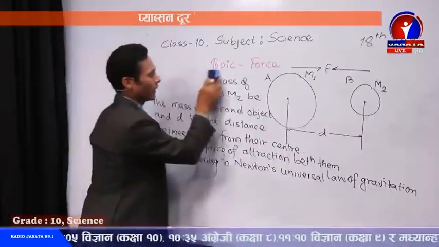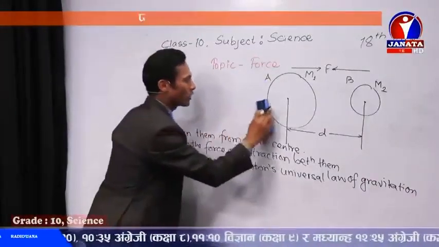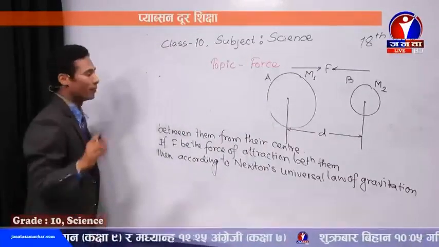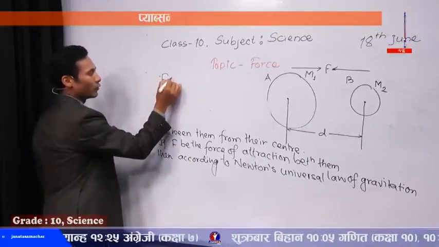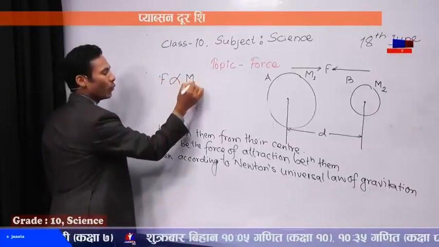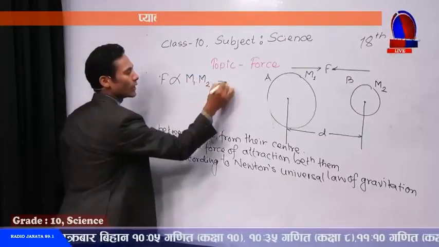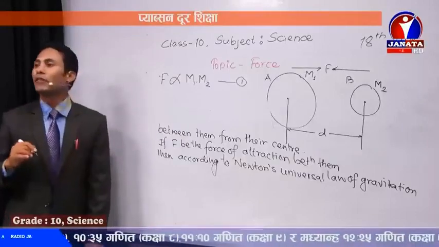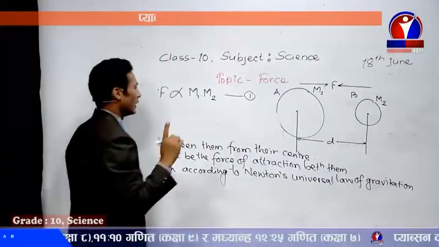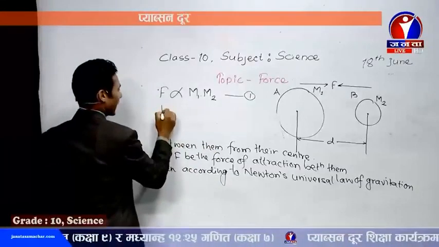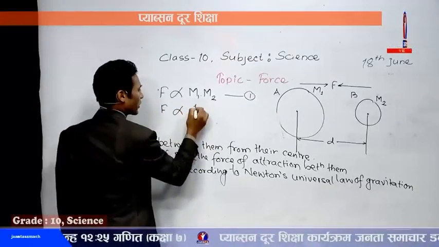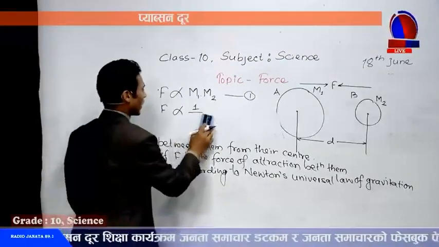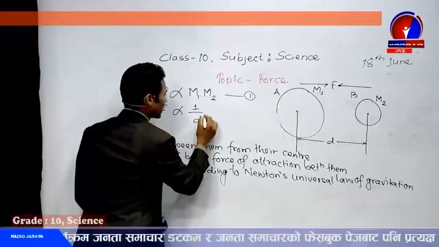So what Newton says is the force of attraction between them is directly proportional to the product of masses. That means we can write F is proportional to m1 into m2. This is equation 1. And also it says that it is inversely proportional to the square of the distance from their centers. That means, again we can write F is inversely proportional to the square of distance. Sorry, this would be d. So this is d square.